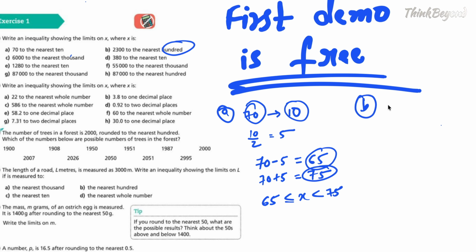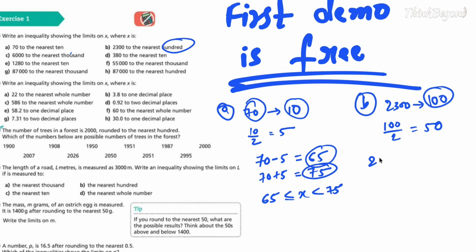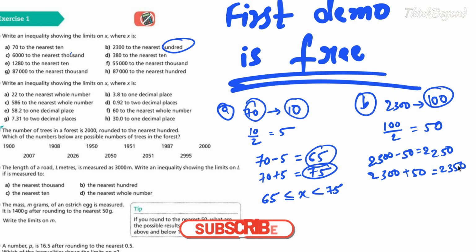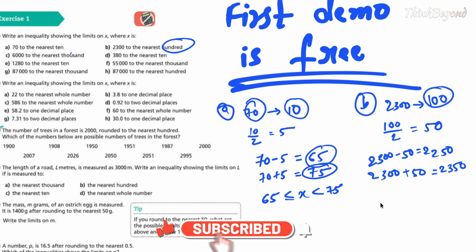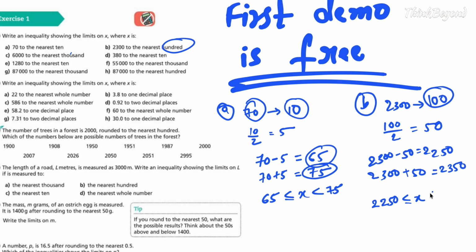For question B, 2300 to the nearest 100. Just calculate half of 100. Half of 100 is what? It's 50. 2300 minus 50 is 2250. Now 2300 plus 50 is 2350. So you can write the inequality as 2250 is less than or equal to x and x is less than 2350. This is the inequality for question B.